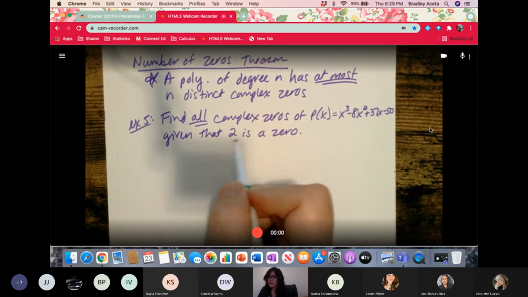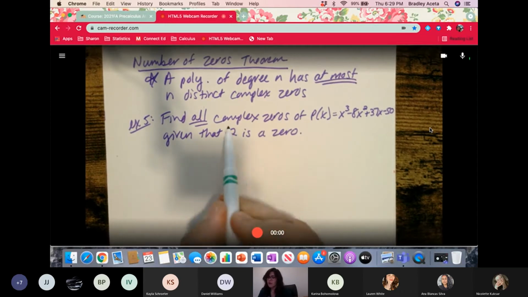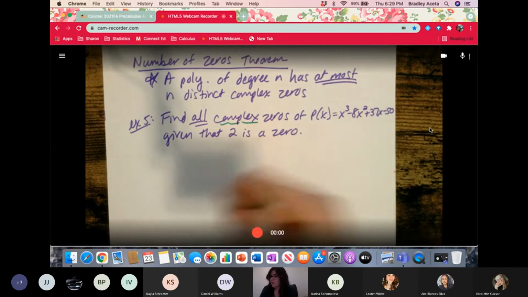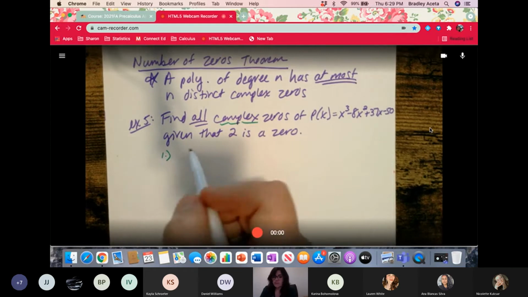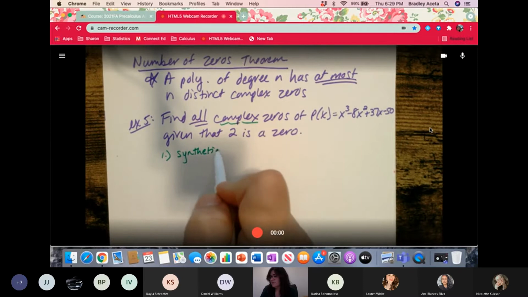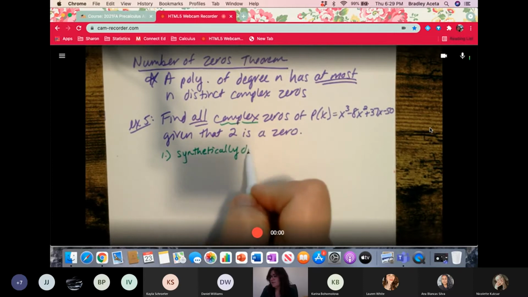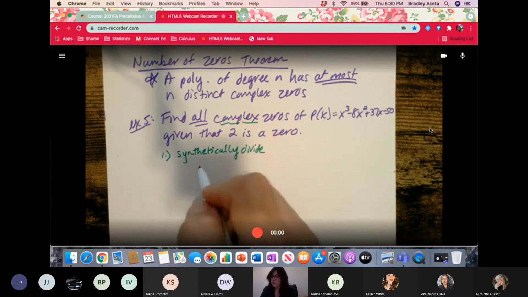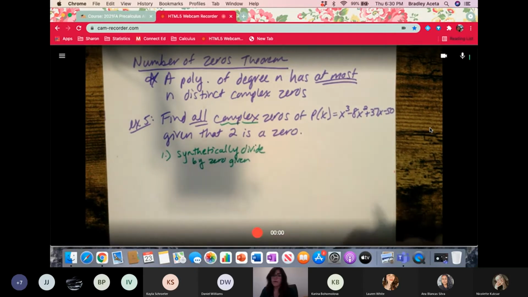So let's start with that 2 that they've given us. So we're going to find all the complex zeros. Complex, again, meaning i's or real numbers, the reals or the i's. So they've given us the polynomial. So we'll start by synthetically dividing. Synthetically divide by the 0 that they give you. And they gave us 2.